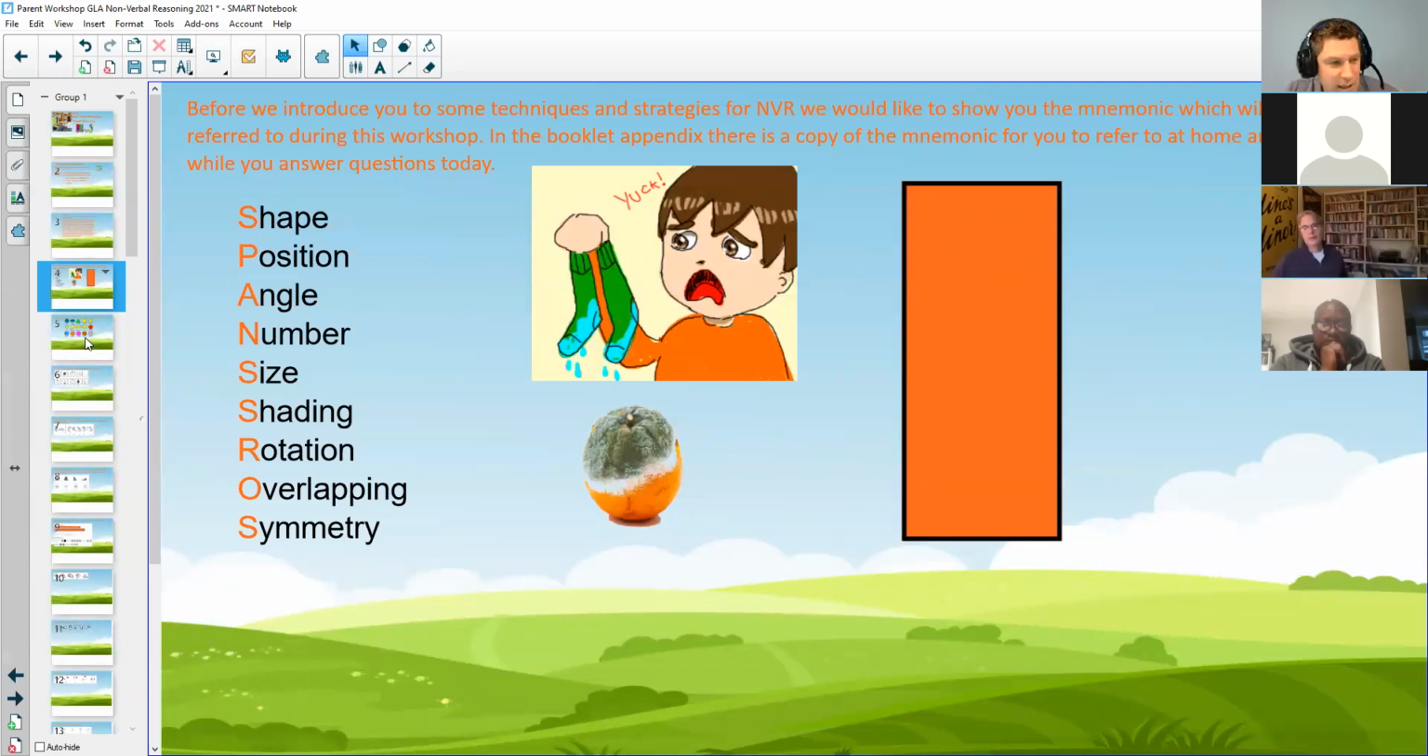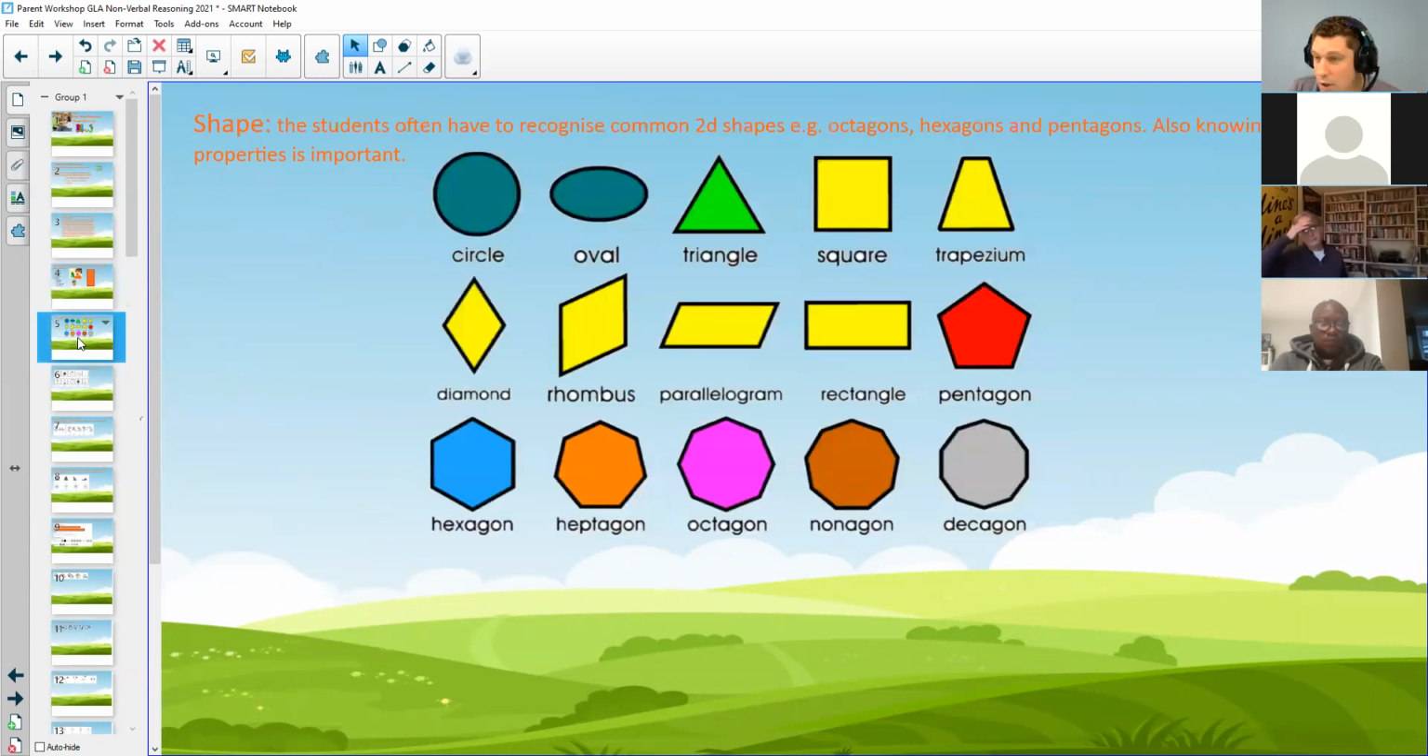So just having a little look at those individual variables will hopefully get us to understand how that does apply to something like non-verbal reasoning. So first one was shape. Now, you probably would feel that your child knows all of their 2D shapes. Sometimes it does get a little bit more advanced in terms of looking at things like heptagons, octagons, nonagons, decagons. And I think it is important that children do know those more advanced shapes as well, because non-verbal reasoning writers will use a variety of different shapes. Some of them may be regular shapes, some of them may be irregular shapes.